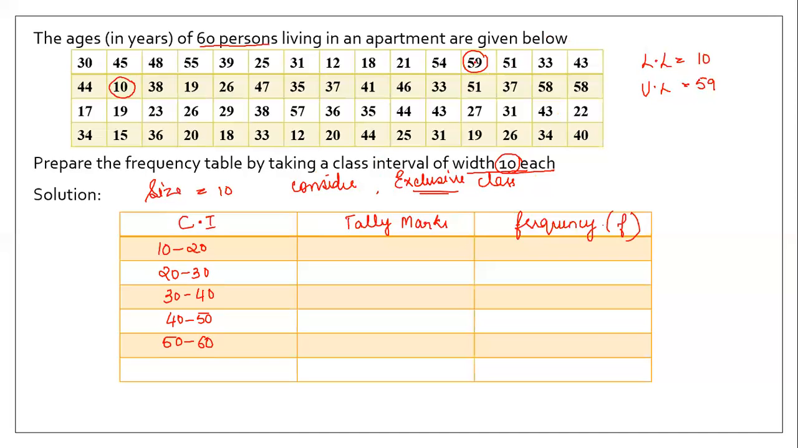Okay, less than 60. So why did I take from 10? Because if I consider 0 to 10, the 10th value is not included in that. Okay, it's included in the next class.